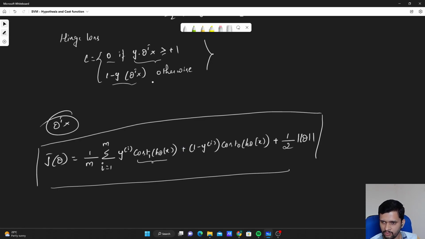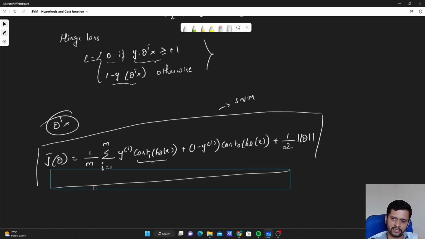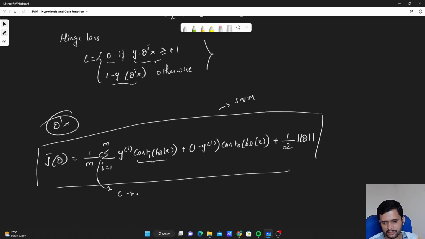So this is how the cost function for SVM looks like, and there will be another term that we will introduce here and we call it as C. Okay, so what is this C? C is something you can think of as the number of errors that we allow.